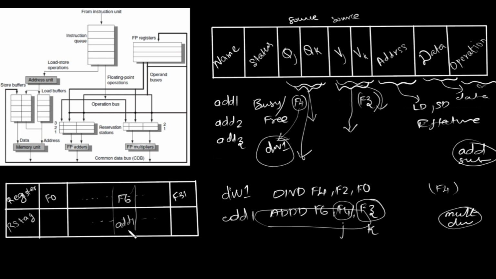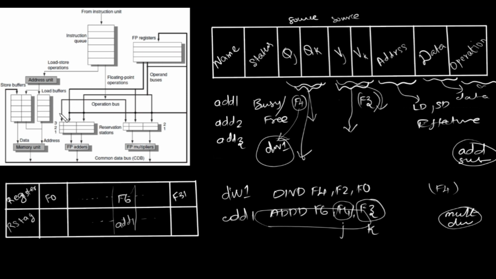That tag will be put here, so that when the result is broadcast onto this common data bus, the register file will get its value from there, and it will just update the value into the register file so that it can be available for the subsequent operations also. So that is the whole bookkeeping operation that is required. And we'll emulate a small program with the Tomasulo approach so that we can understand it clearly. Before that, we will see other components of Tomasulo.